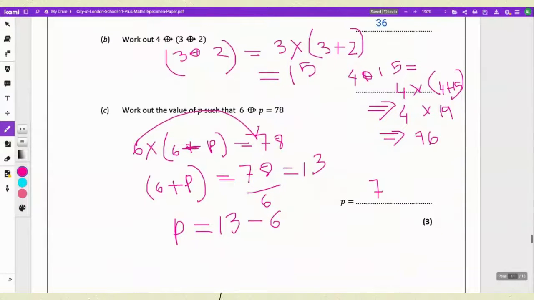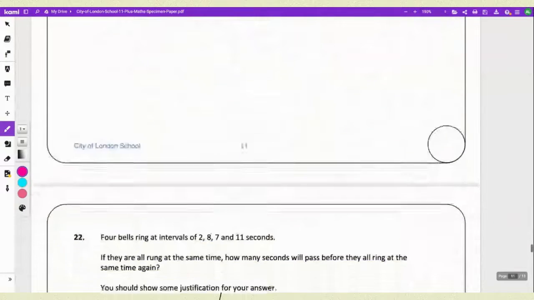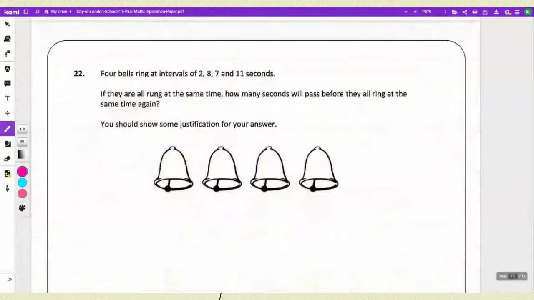Now we have our last question for today. 4 bells ring at intervals of 2, 8, 7, and 11 seconds. If they all ring at the same time, how many seconds will pass before they all ring at the same time again? You should show your working out. So let's find the LCM of this first. So I'm finding the LCM of 2, 8, 7, and 11.